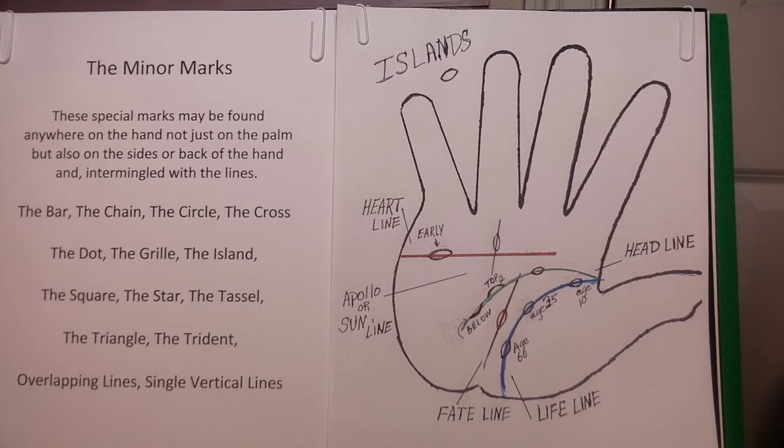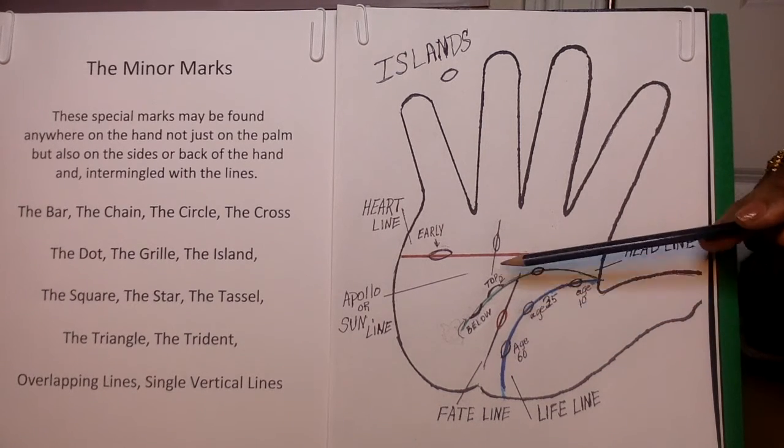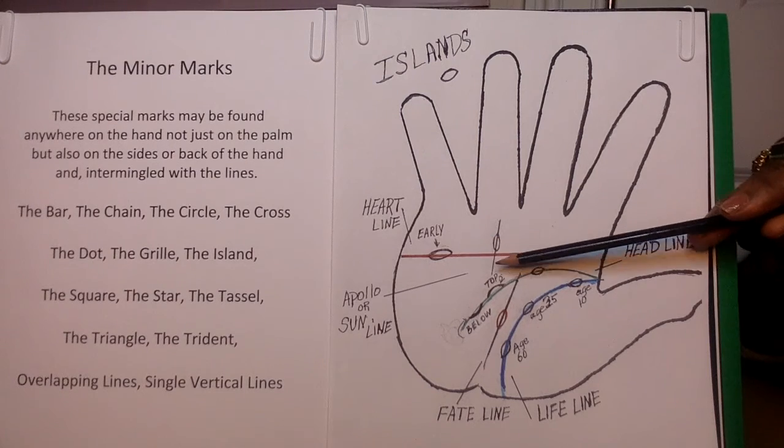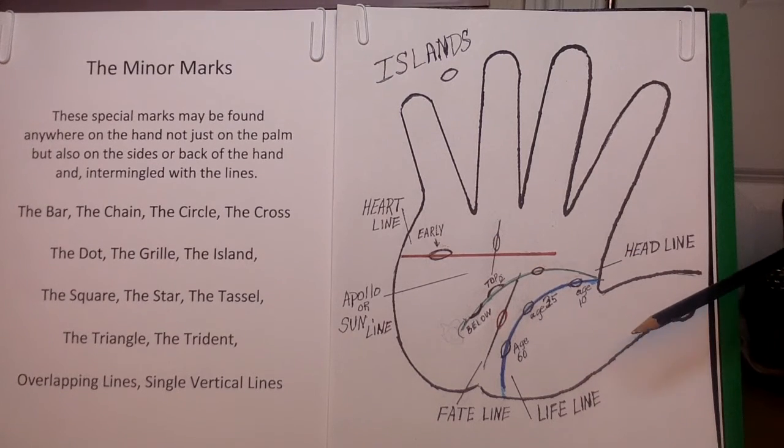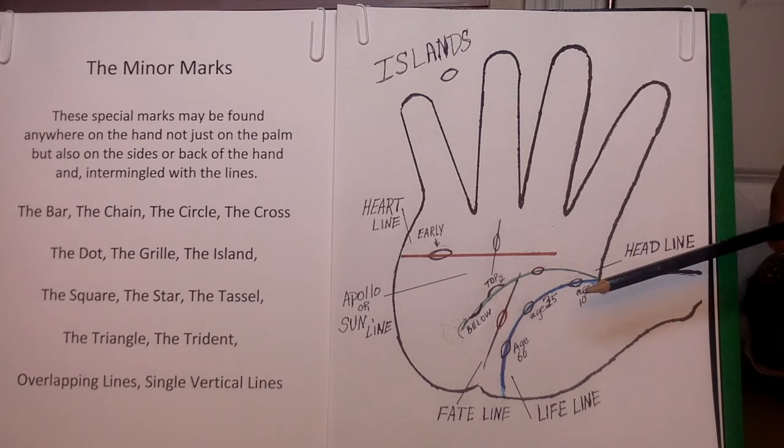Okay? Now, if an island on either one of these two, that's the Fate and the Sun line, on either one of them, indicates a lack of direction and weak resolve in career matters, or possibly could be a setback in the person's career.